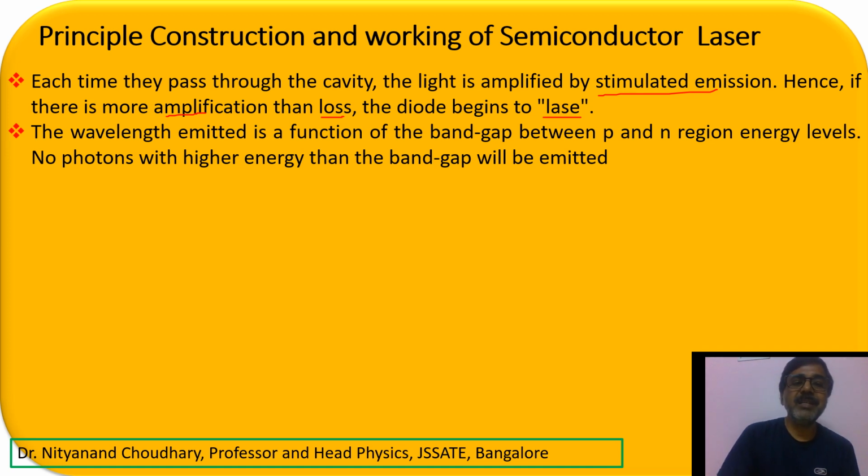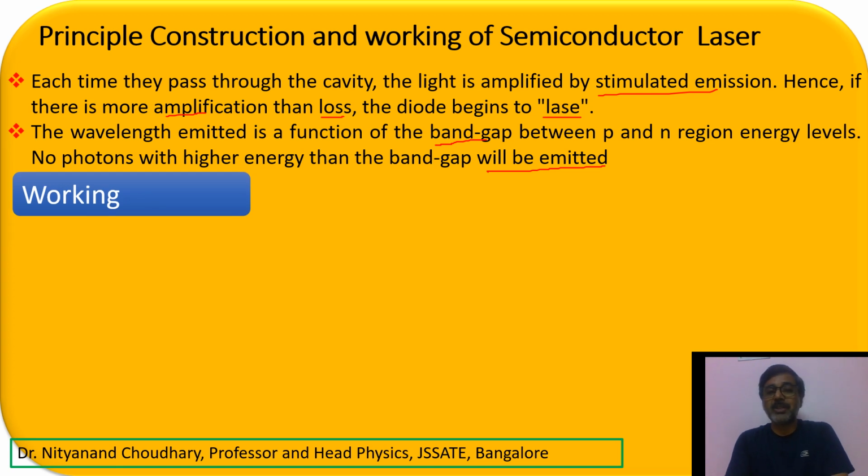The wavelength emitted is a function of the band gap, right? Naturally, the energy E equals h nu, so it will be a function of the band gap between the P and N regions' energy levels. No photon with higher energy than the band gap will be emitted. So whatever the band gap between P and N, depending upon that band gap, that type of energy is going to be emitted. So this is the principle of the semiconductor laser.